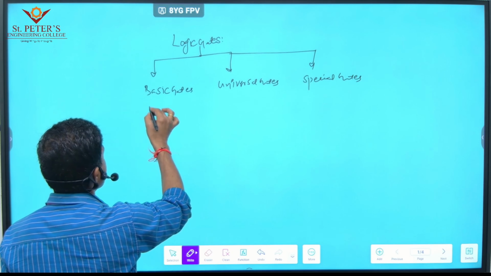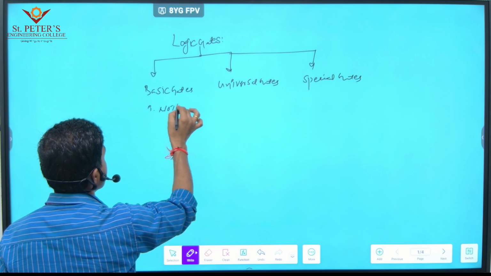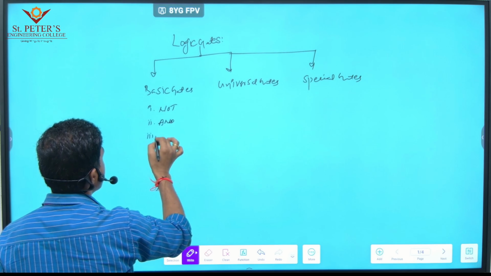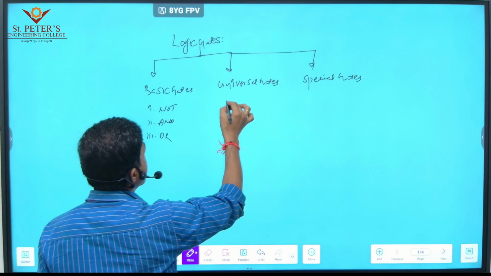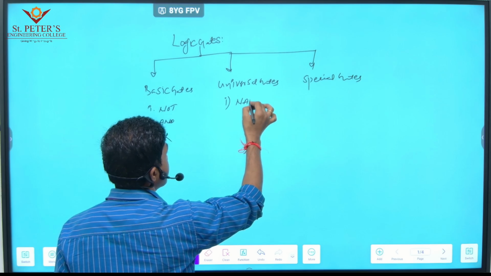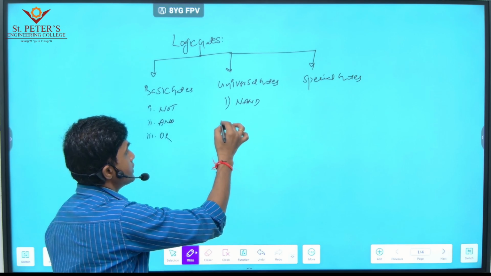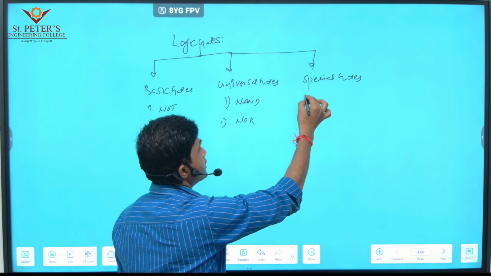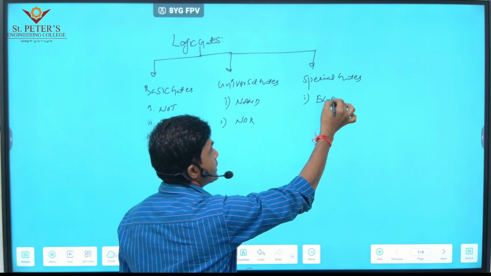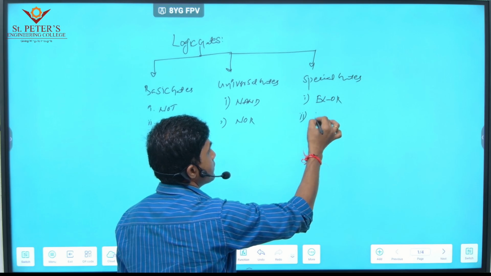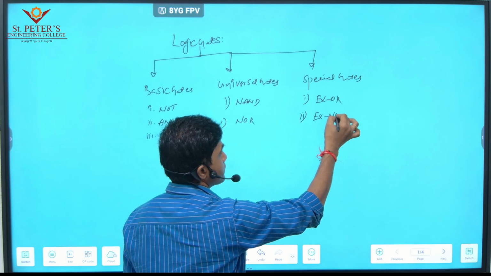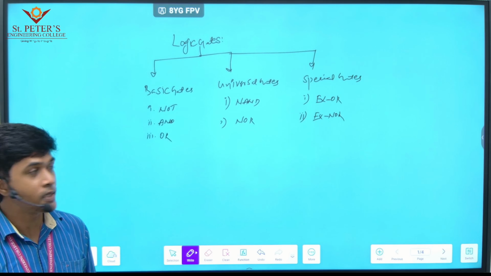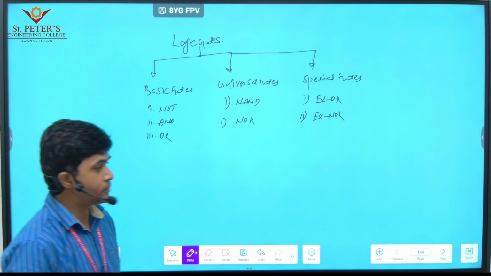In basic gates, we have NOT gate, second AND gate, and third one is OR gate. In universal gates, NAND gate, second one is NOR gate, and in special gates, XOR gate and XNOR gate. So we'll discuss all these basic gates, universal gates and special gates in detail.